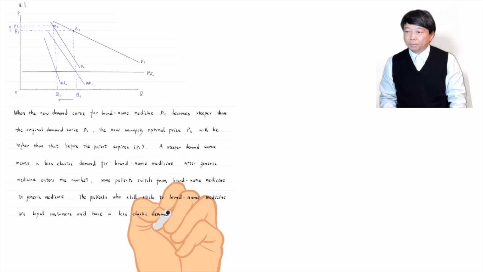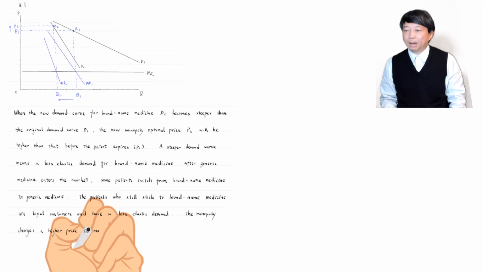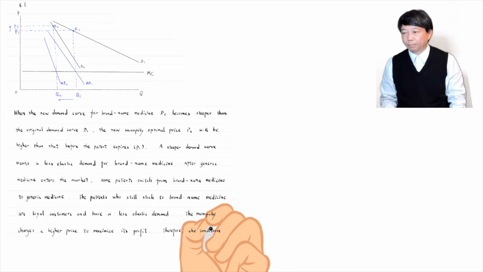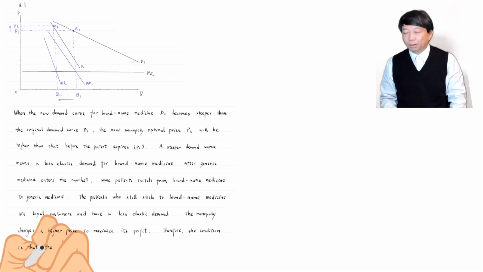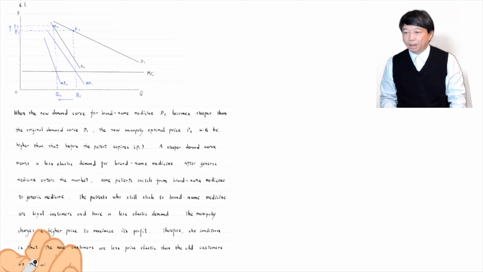Facing a less price-elastic demand curve that is steeper than the one before, the monopoly must charge a higher price to maximize its profit. Therefore, the condition is that the new customers are less price-elastic than the old customers at the original price.